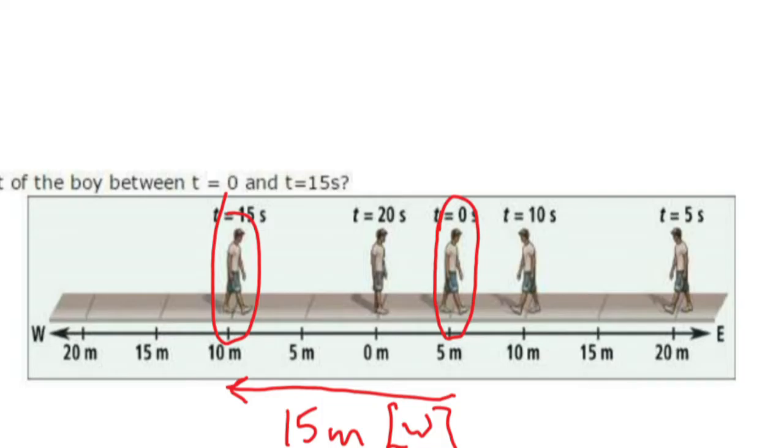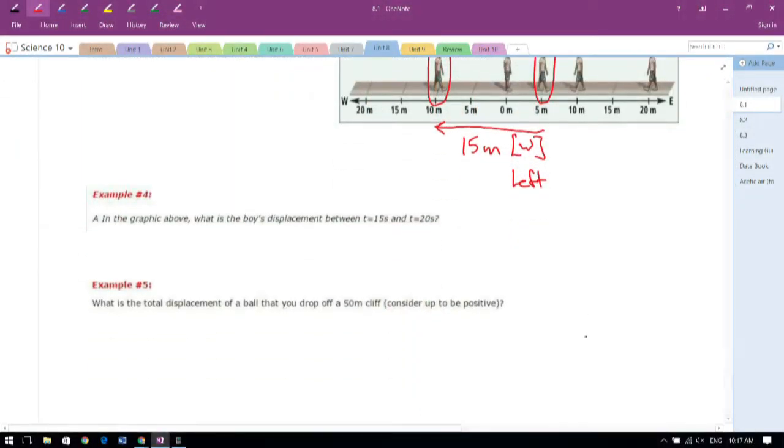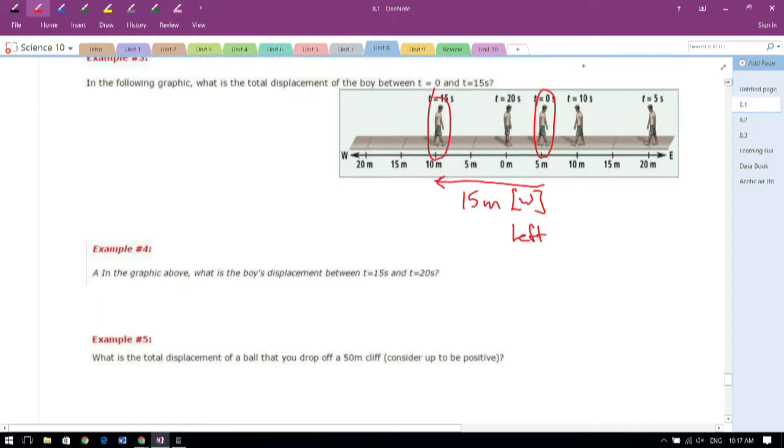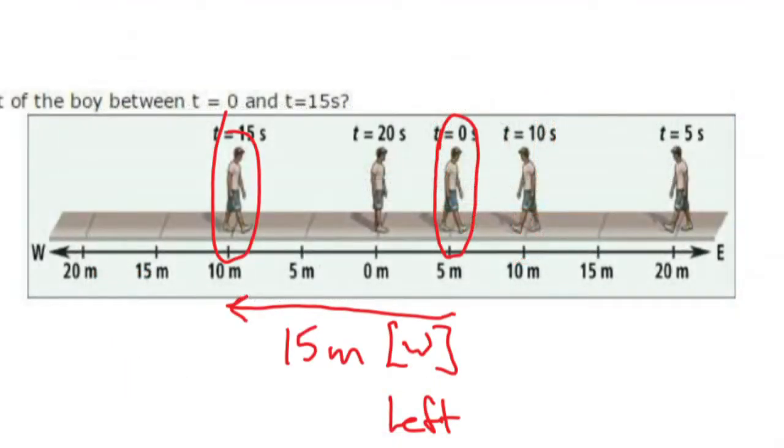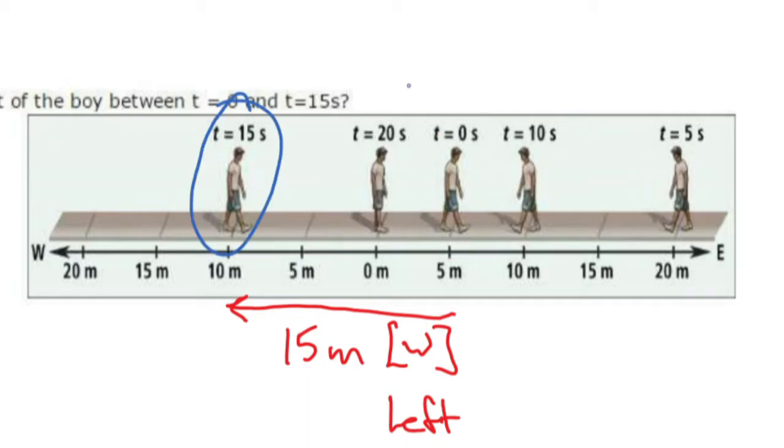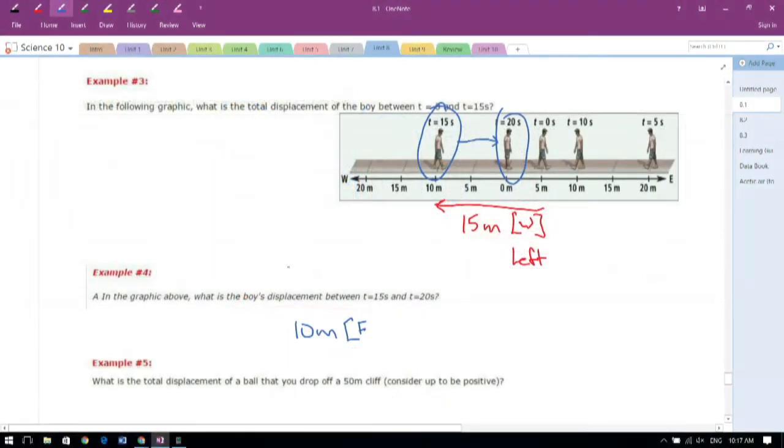Example number 4: in the graphic above, what is the boy's displacement between 15 seconds and 20 seconds? Same question. Between 15 seconds, so starting here, and then ending at 20 seconds. So how far have we gone from where we started to where we ended? That looks like 10 meters to the east, or to the right.